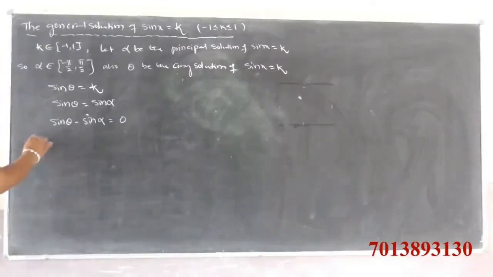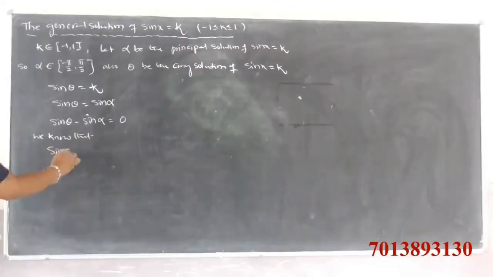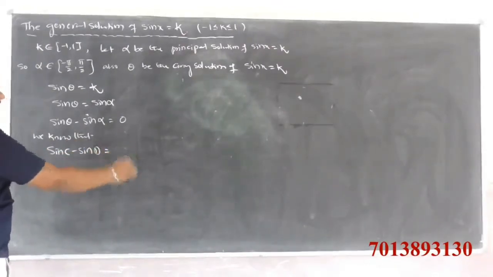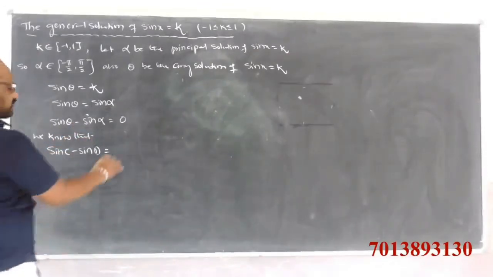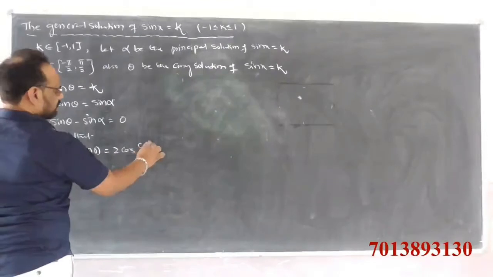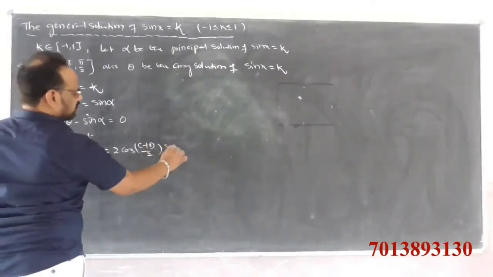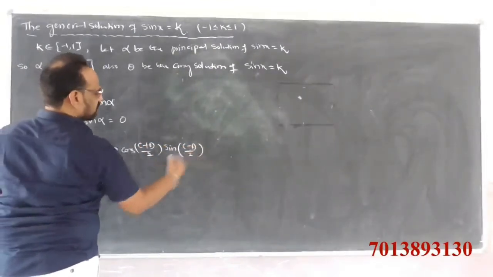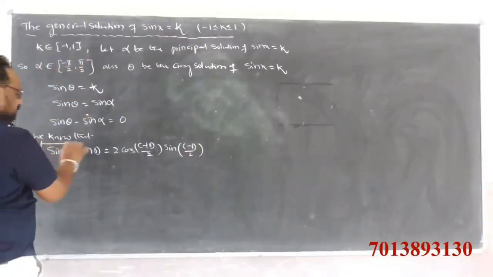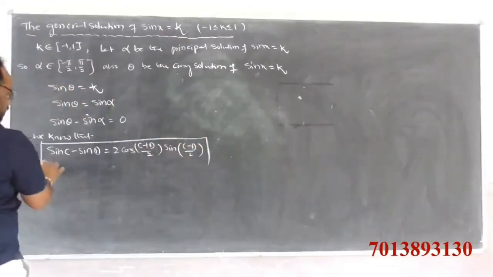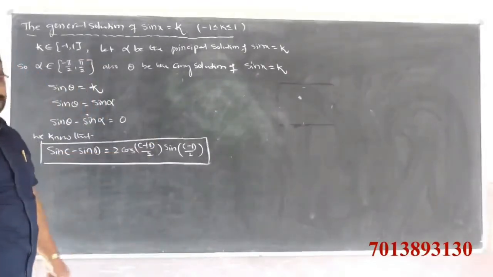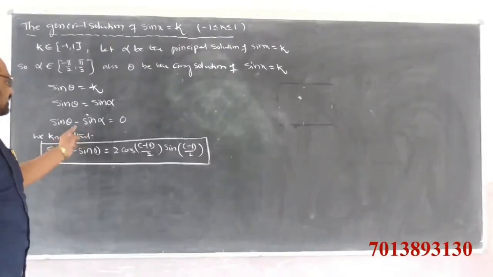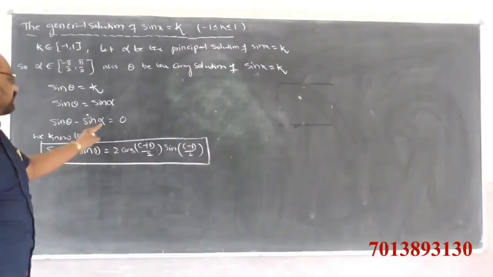We know the formula for sin C minus sin D. Sin C minus sin D is equal to 2 cos of C plus D by 2 into sin of C minus D by 2. Apply it here: in sin C minus sin D, C is theta and D is alpha.